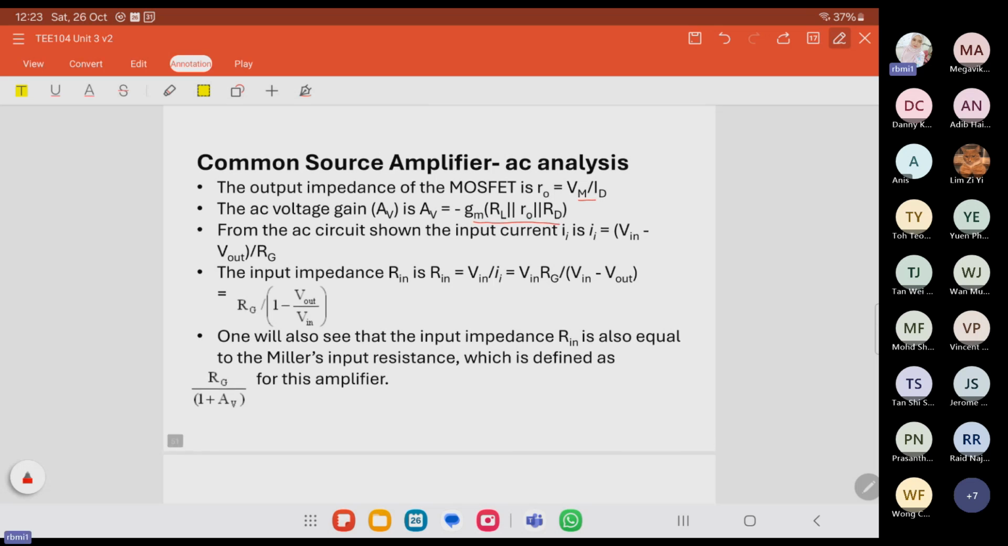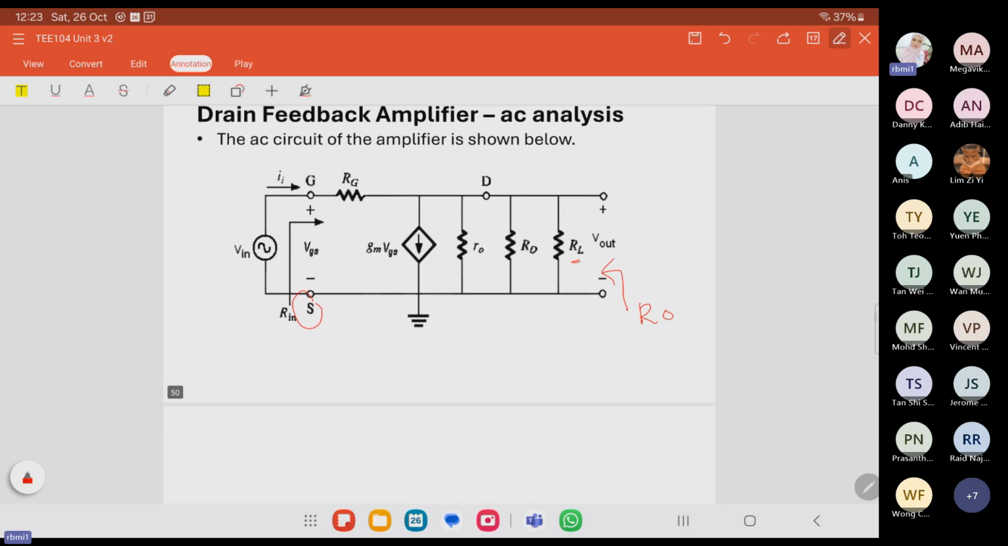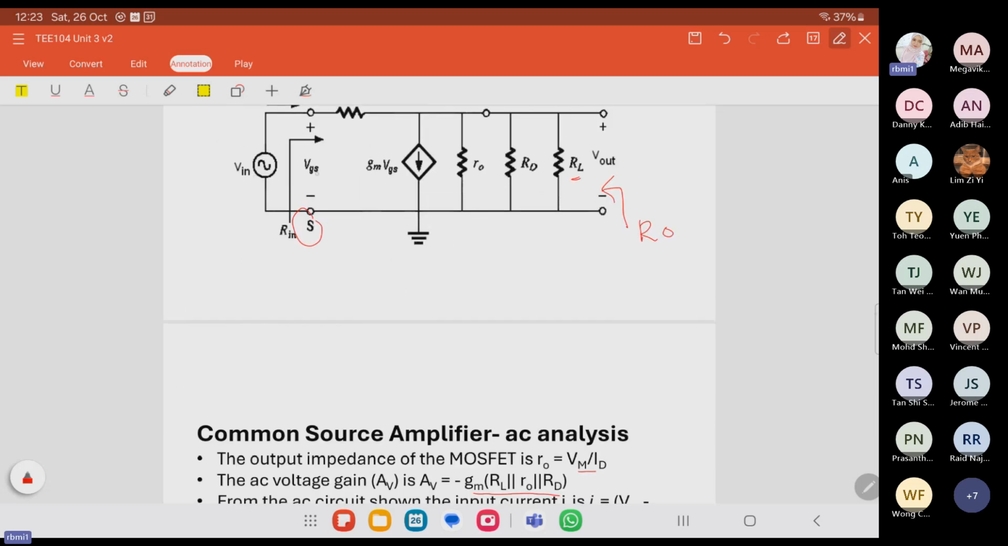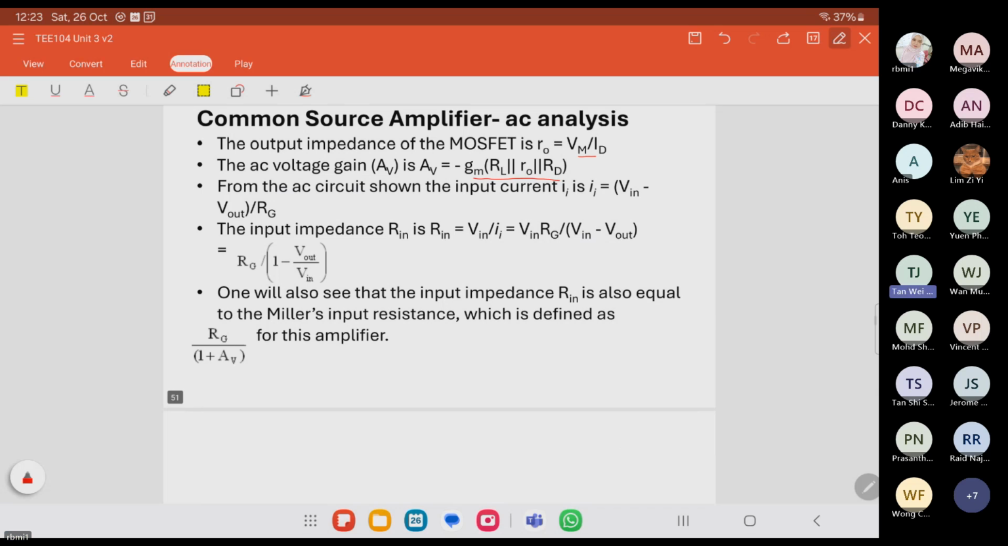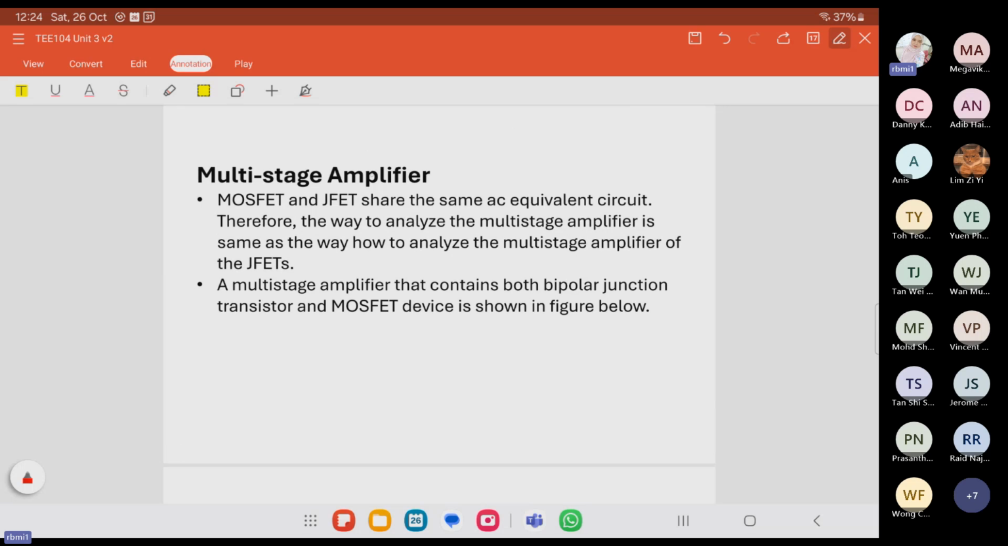Why do we have RL? Because in the circuit we have the RL. From here we know that V in is equal to VGS, and the input impedance is V in over I. And if we have the Miller's effect, this is equal to the Miller's input resistance with this expression. This applies if we have more than one stage amplifier.